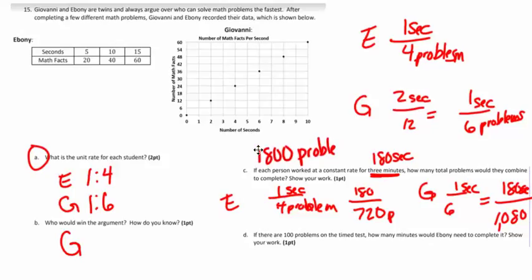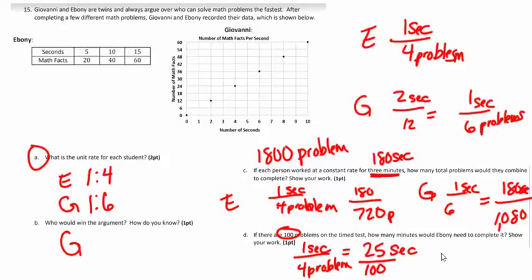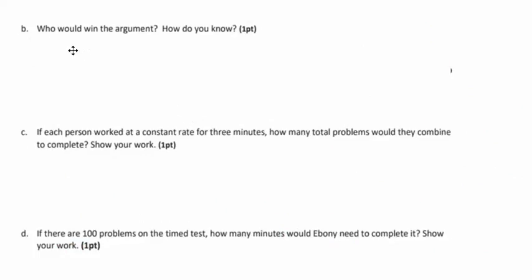Okay. All right. If there were 100 problems on a timed test, how many minutes would Ebony need to complete it? Show your work. So Ebony, right now, 1 second is 4 problems. Okay, I'm always going back to that unit rate. That's always helping me. But I want 100 problems. Problems is on bottom here. Okay, so how did I go from 4 to 100? I multiplied by 25. So 1 second times 25 is 25 seconds. It would take her 25 seconds. She's fast. Okay. All right. Let's move on. Oh, who would win the argument? Oh, I already did those. Okay, that's it, guys.